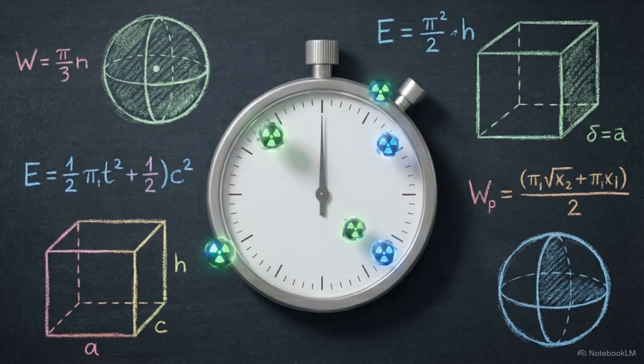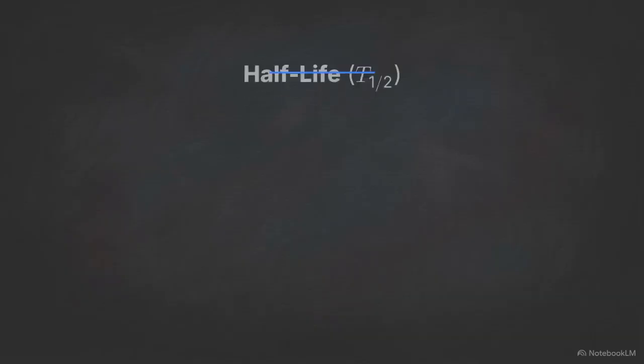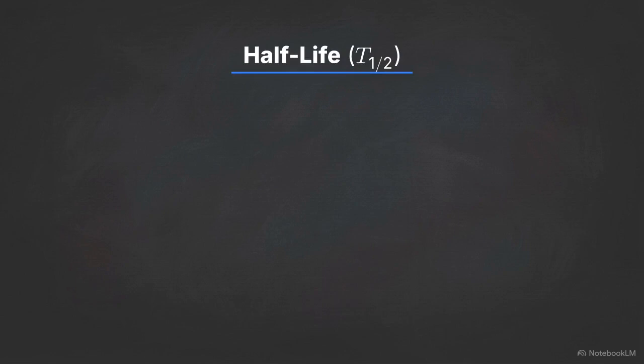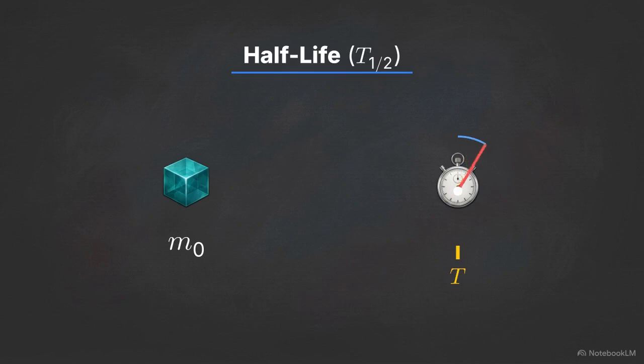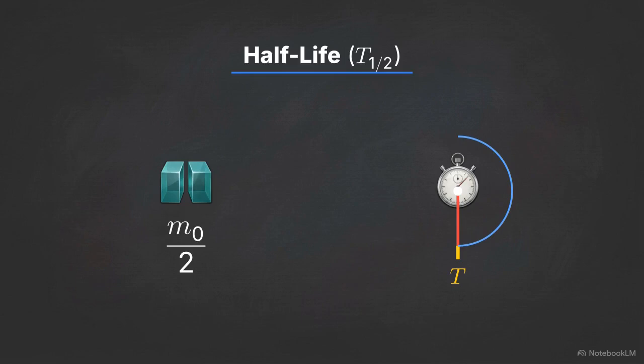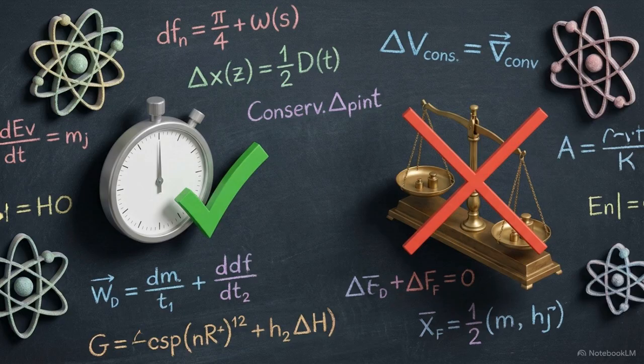Beyond identifying the elements created, we also measure the time it takes for these transformations to occur. This is the half-life. The half-life is the duration required for exactly 1/2 of the atoms in a radioactive sample to decay. Imagine we start with a sample mass labeled M0. We use this clock to track the time. When the clock reaches interval T, 1 half-life has passed. The initial mass is reduced by half, leaving M0 over 2. It is important to remember that half-life is always a measurement of time, not a measurement of the mass itself.